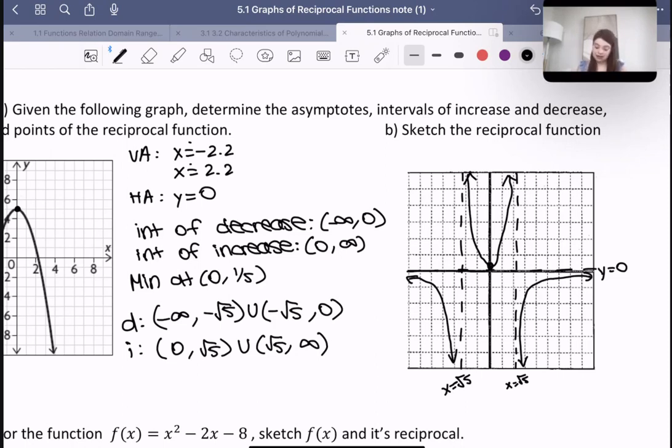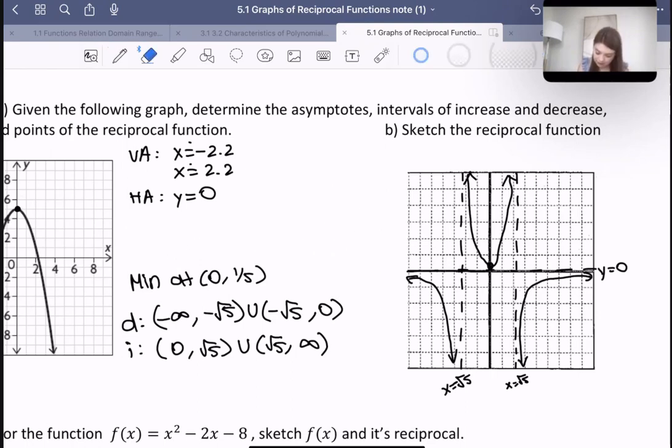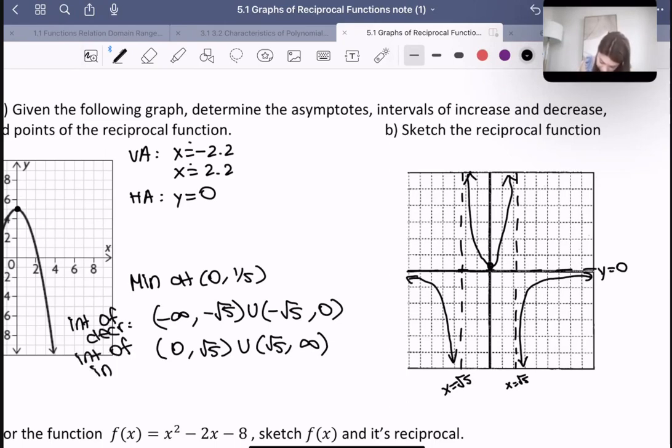But that said, would I accept this as your answer? Yes, I would. Yes, I would. But I am going to leave you with the ones that are even better, even more accurate. So intervals of decrease, and then intervals of increase. There we go.